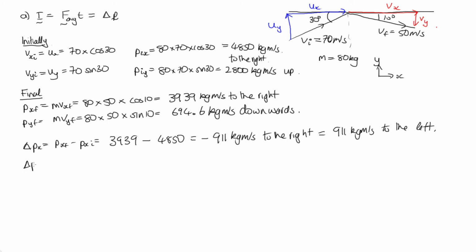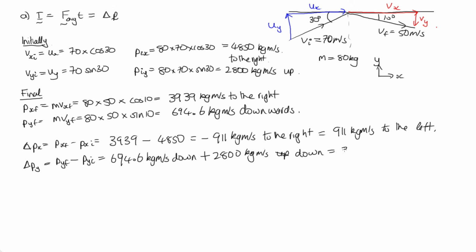Now, to calculate the change in momentum in the y direction, we're going to want the final y momentum minus the initial y momentum. And so this is equal to 694.6 kilogram meters per second downwards minus 2,800 kilogram meters per second up. So to switch this from going up to down, we can make it positive and make this down. So summing these together, we get 3,495 kilogram meters per second down.